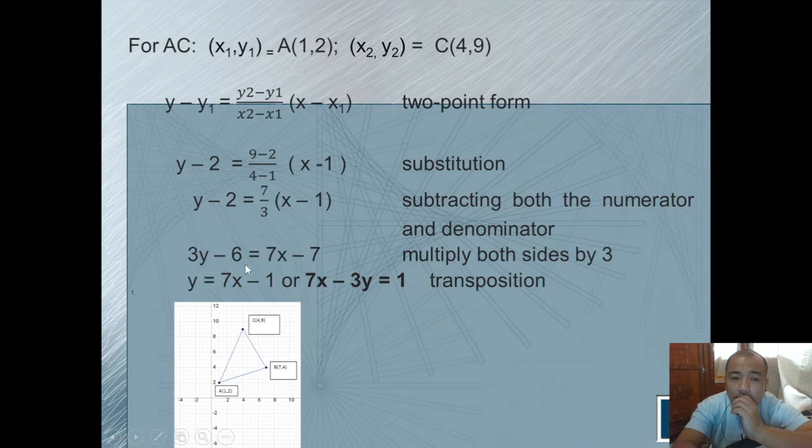Then 3y equals 7x. Negative 7 plus 6 is negative 1. Or it should be 3y, or 7x minus 3y equals 1 by transposition. So the equation of segment AC is 7x minus 3y equals 1 for side AC. So we have already solved the equations of the three sides, and that's the end.